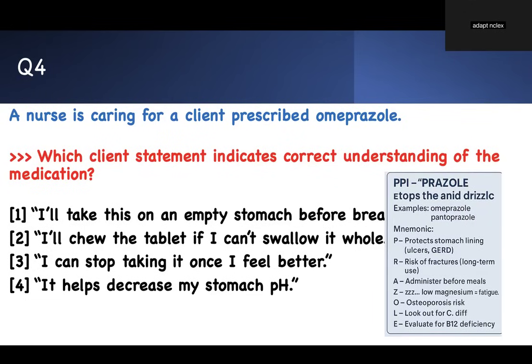What are the prazoles? They end with what? The zol, right? They stop the acid, right? These are some of them: Omeprazole, Pantoprazole. And what is the acronym for that? The mnemonic: Protect stomach lining. There's a risk of fracture. It can lead to osteoporosis if you take it for a long time. It can also cause C. diff. Those are the things you shouldn't forget: C. diff, fracture, and then B12 deficiency. So watch for those things, decreased calcium, and then osteoporosis.